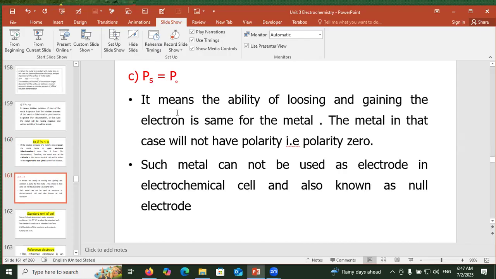If P_H equals P_naught, it means the ability of losing and gaining electrons is the same for the metal. In that case, it will not have polarity, that is, the polarity is zero. Such a metal cannot be used as an electrode in the electrochemical cell, and is also known as a non-electrode.